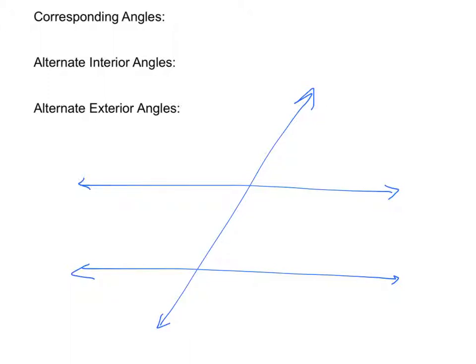And then we're going to number them to make it easier. So corresponding angles are pairs of angles in a situation like this that are in the same spot but on different lines. An example of this is 2 and 6, or 4 and 8.